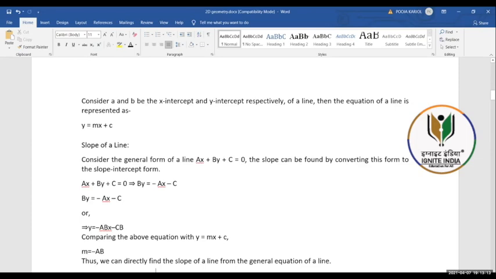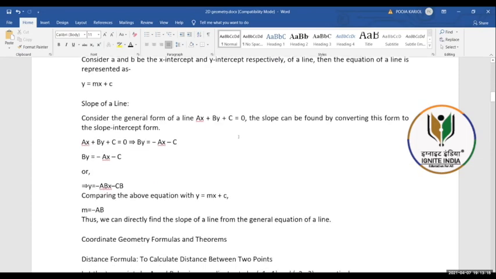See, the slope can be found by converting the equation into slope intercept form. What is slope intercept? Y is equal to mx plus c. Convert it, meaning just adjust it. If you do that, keep ax as it is, and take c to the other side, then divide by b. Y is equal to minus a by b into x plus minus c by b. Now it is in the form of y is equal to mx plus c. So when you compare it, you will get m is equal to minus a by b. Okay, that's how you can find the slope.